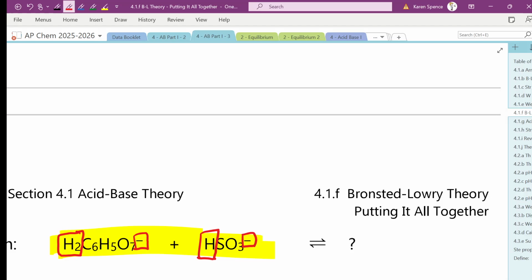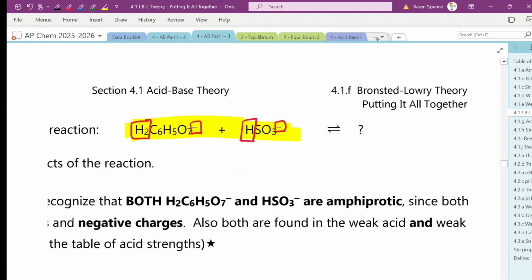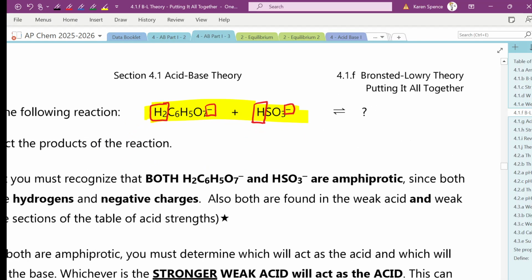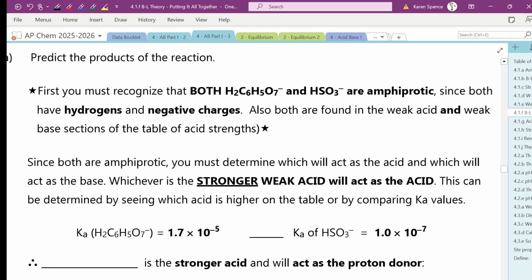They both have negatives. If you have 2 amphiprotic substances, how do you decide which one donates protons and which one accepts protons? Whichever one is the stronger acid will donate. So I would just look at the Ka values, or you could look at the Kb values, but they aren't given to you on the table. I've written the Ka values down here.